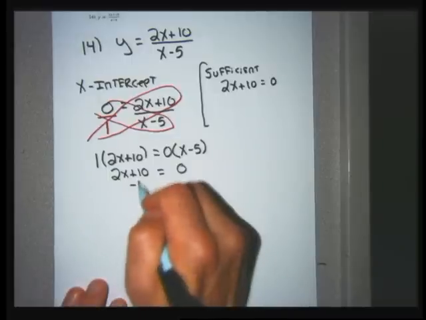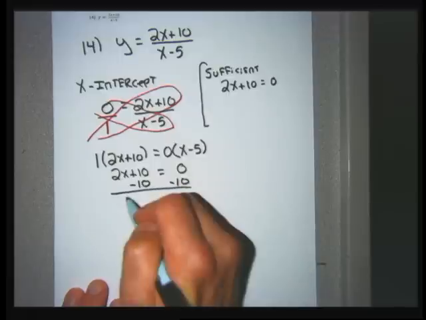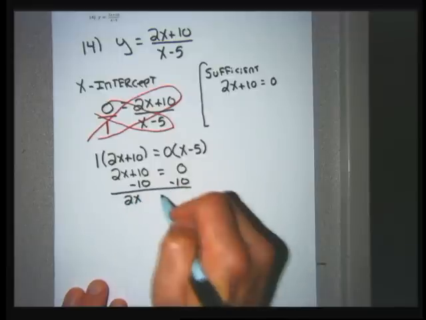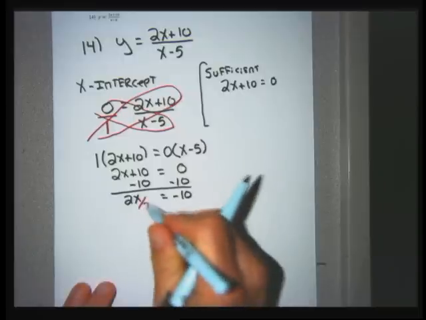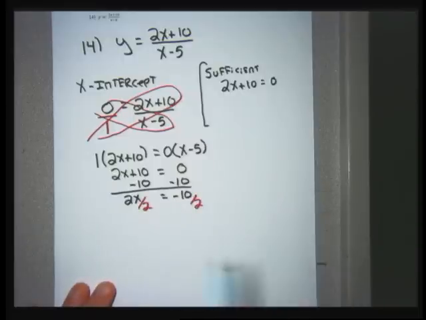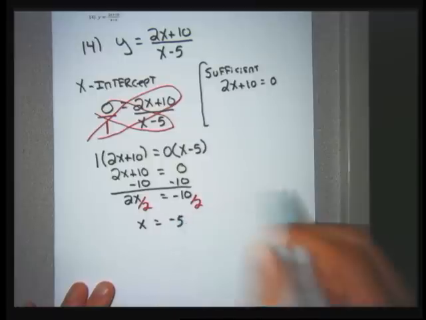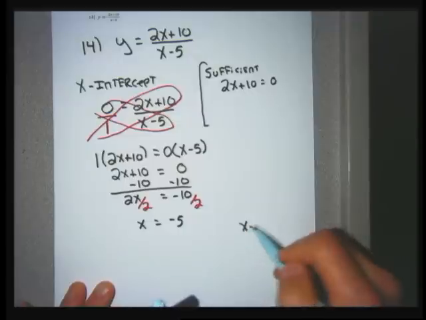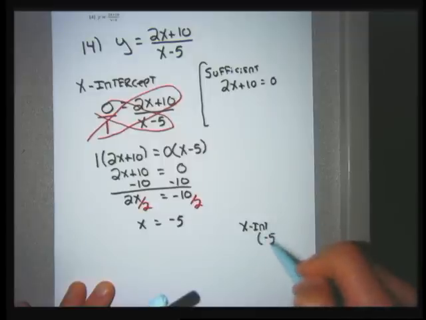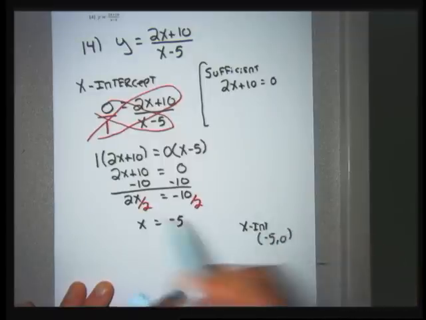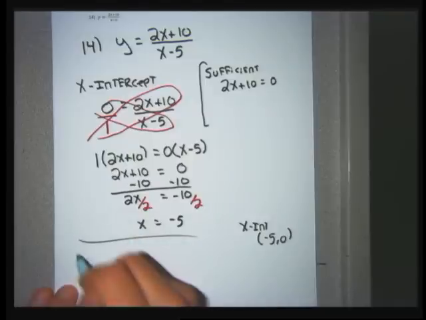strategy. There's no factoring here because there's no exponents, so I need to get the numbers on one side, the letters on the other, and then I'm going to divide. And there's only going to be one x-intercept. It's going to be the point -5, 0. So when I go to write my answer, I'm going to say the x-intercept is the point -5, 0. And now I'm going to tackle the y-intercept, which should be easier.